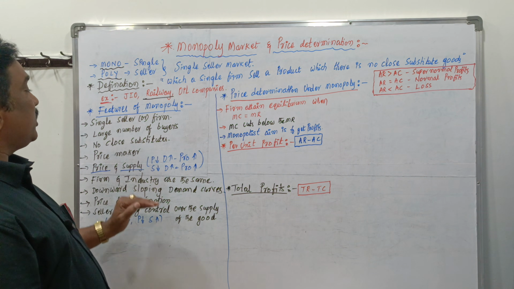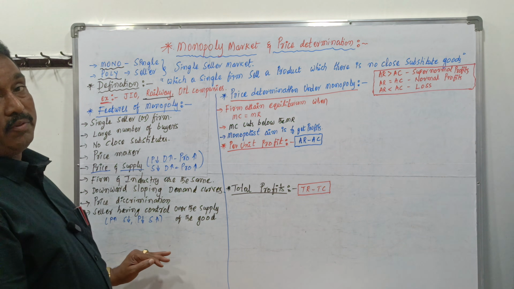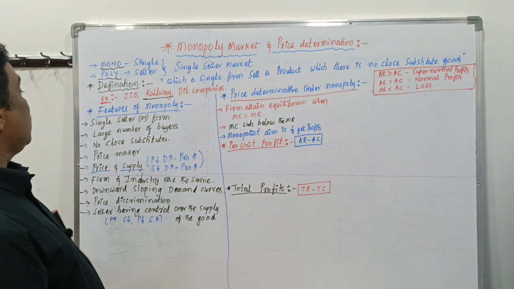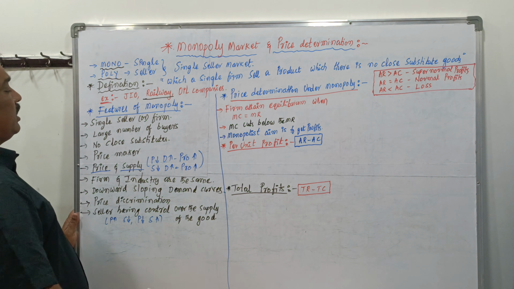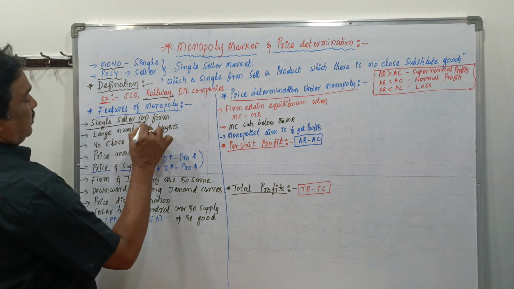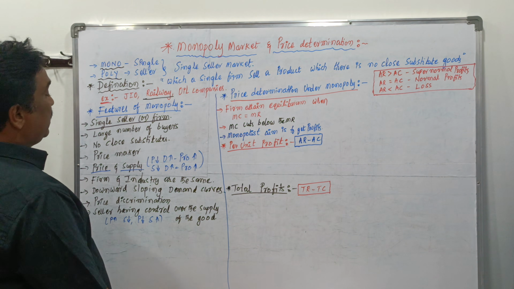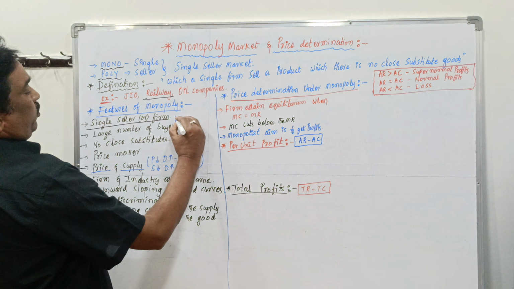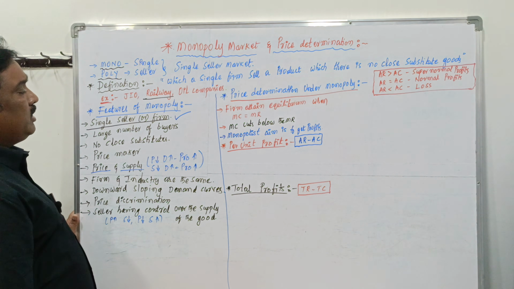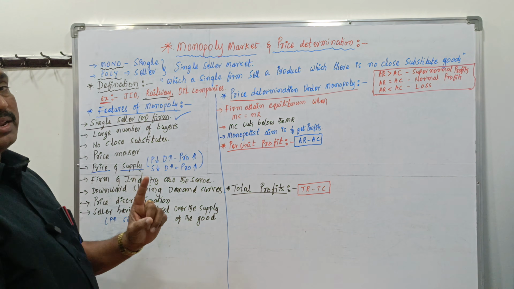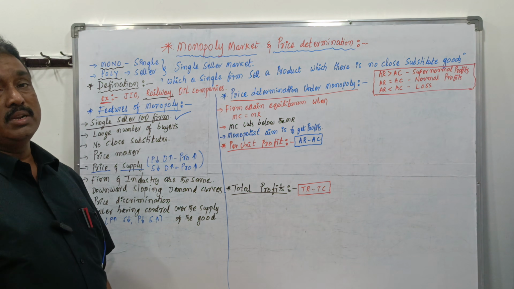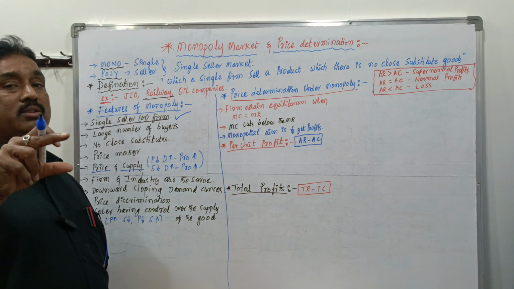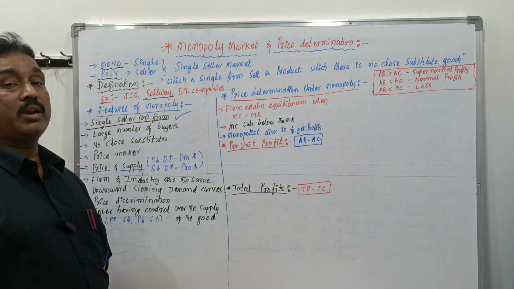So what are the features of a monopoly market? Features means characteristics of the monopoly market. First one, single seller. In the monopoly market, there is only a single seller, a single firm. That single seller sells the product in the market.